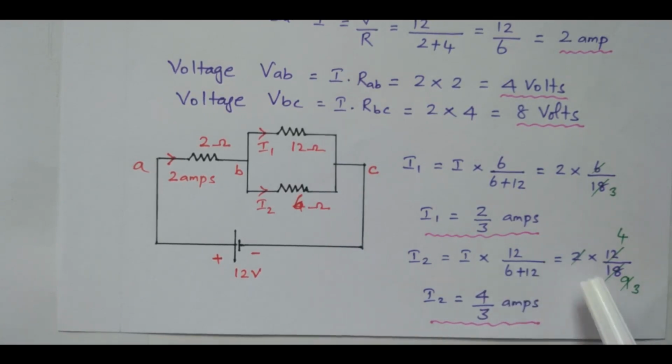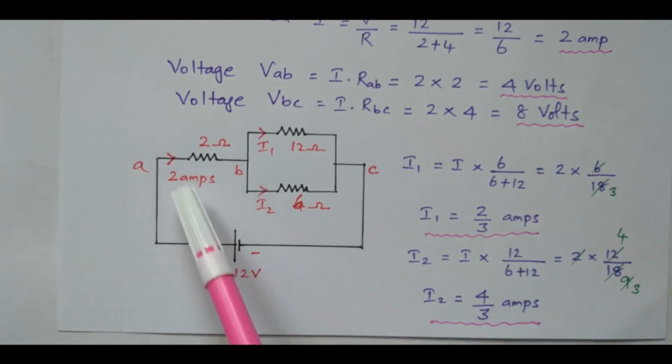So that is equal to 2 into 12 divided by 18. Right? So this got cancelled. This 2 and 18 got 9 times. This 9 and 4, this 9 and 12 got 4 times, is 3 times. So 4 by 3 amps. So the total current will be 4 by 3 amps. So if we add these two, we will get the total current of 2 ampere.